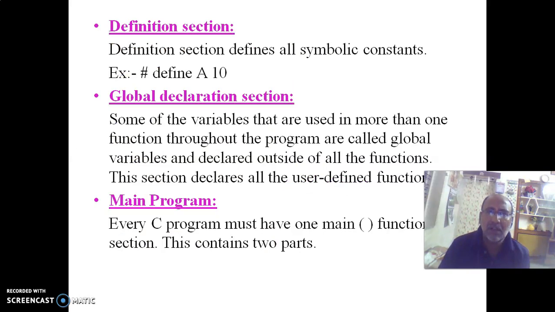Next one is the definition section. The definition section defines all symbolic constants. For example, #define A 10.